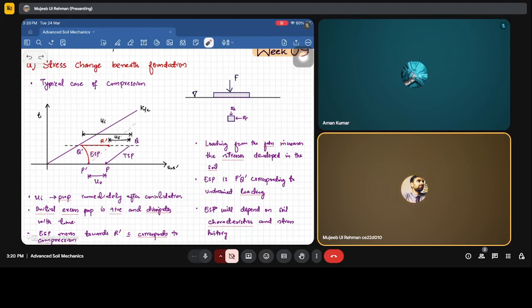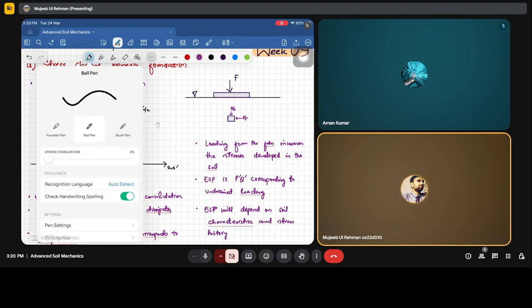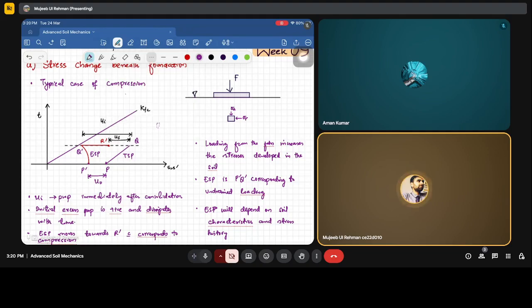After that, what will happen? The pore water pressure will start dissipating. Now when the pore water pressure starts to dissipate, what will happen? There will be an increase in the stresses. So sigma dash is equal to sigma minus u. When pore water pressure starts to decrease, meaning dissipation, this sigma dash starts to rise. So there will be an increase in the effective stresses.